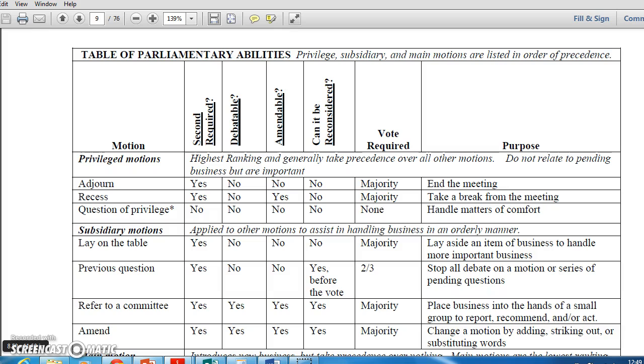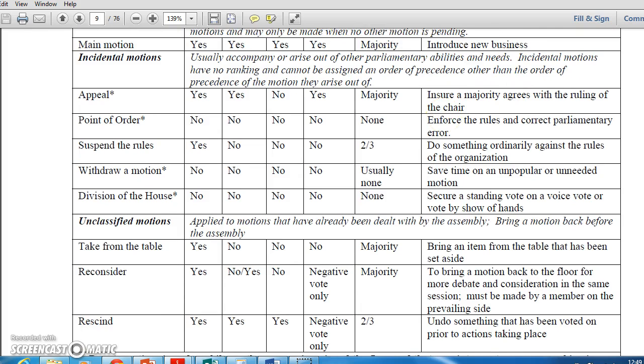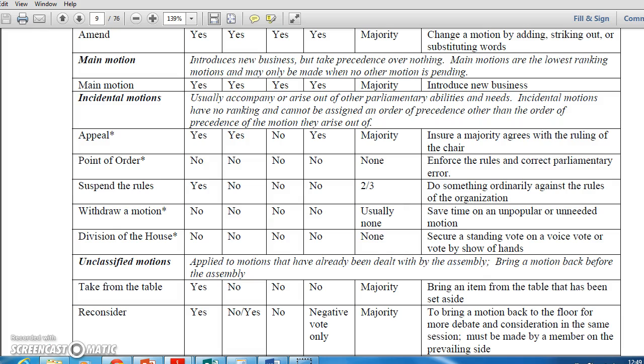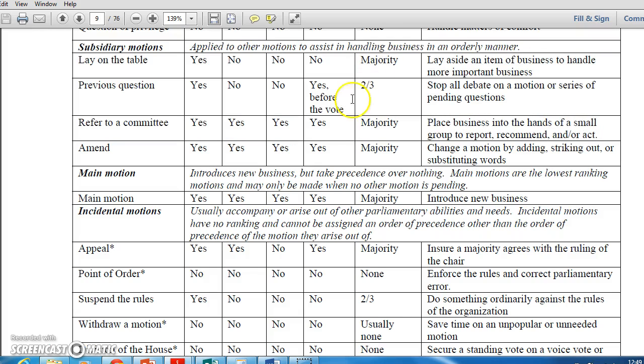You can follow along on the table, and it will show you whether a second is required, whether it is debatable, amendable, or whether or not it can be reconsidered. It also gives you a quick rundown of what vote is required and the purpose of it. The next highest ranking type of motion are subsidiary motions. And subsidiary motions are applied to other motions and assist in handling the business in a more orderly manner.